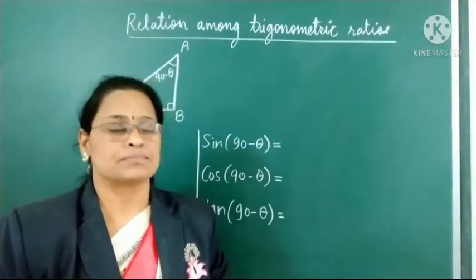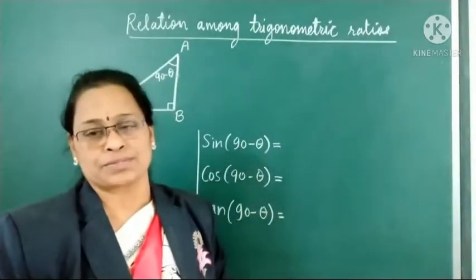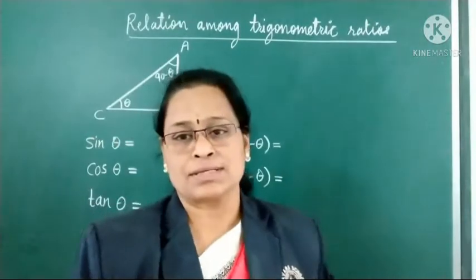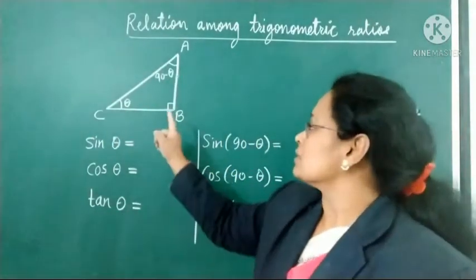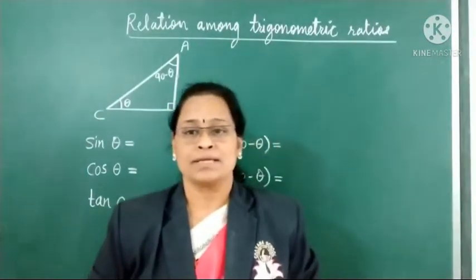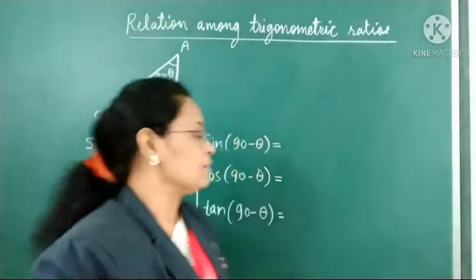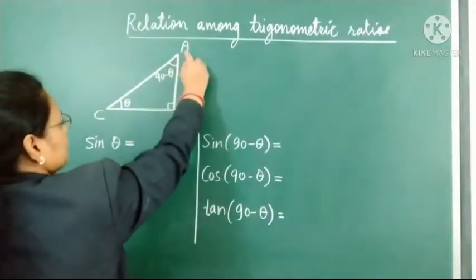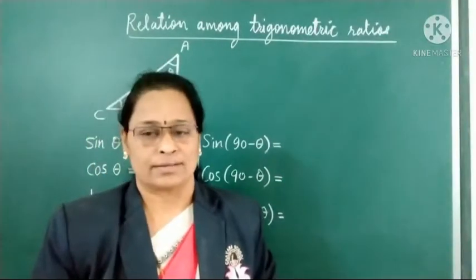Let's learn about the relation among trigonometric ratios. As we have learned, there are three ratios: sine, cos and tan. This is a right angle triangle named triangle ABC, in which angle B is 90 degrees and the acute angles are angle C, theta, and angle A, which will be 90 minus theta by the property of the triangle.